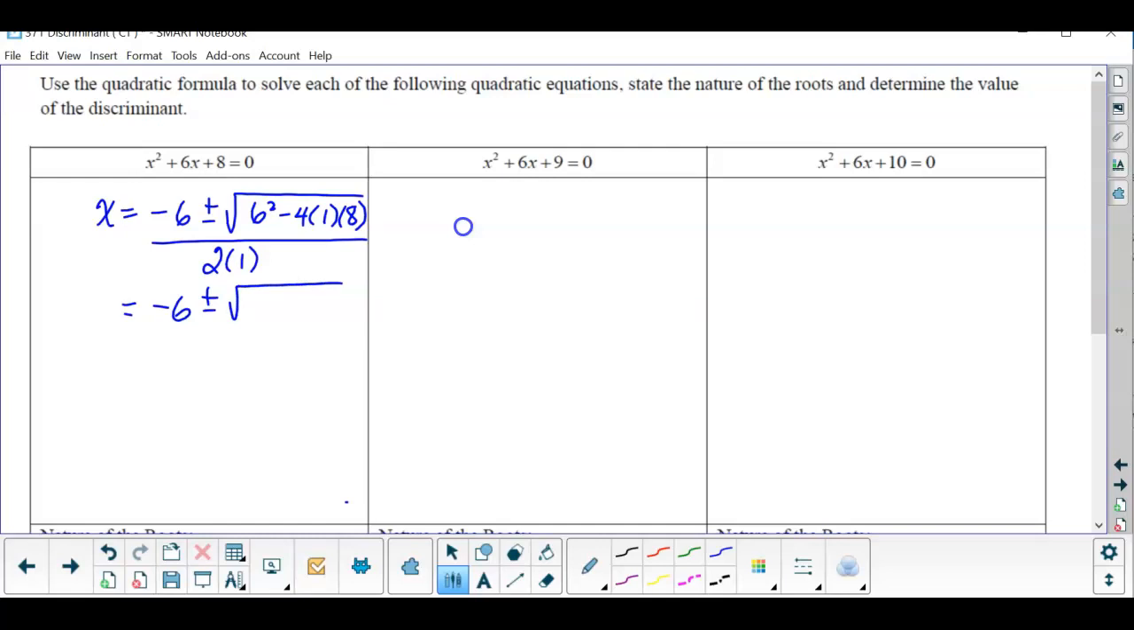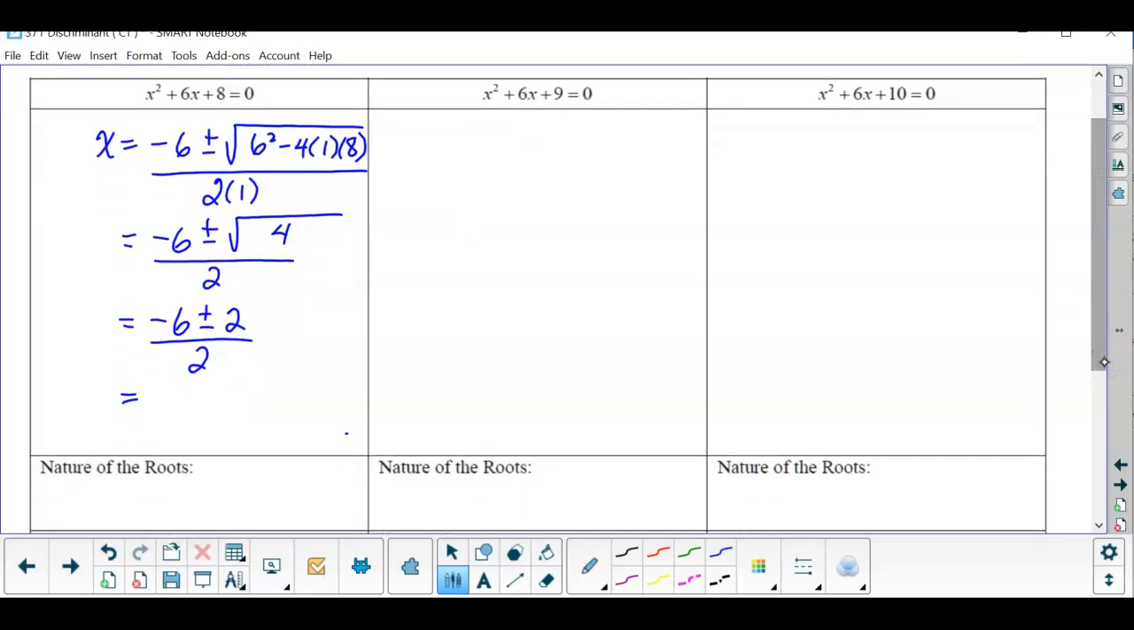So 36 minus 32 is 4. Notice how you can actually take the root of 4. So you're not going to get imaginary solutions. And so here, now simplify. This is not irrational anymore. Actually find the values. -6 plus 2 is -4. Divided by 2 is -2. -6 minus 2 is -8. Divided by 2 is -4. So there are two solutions.